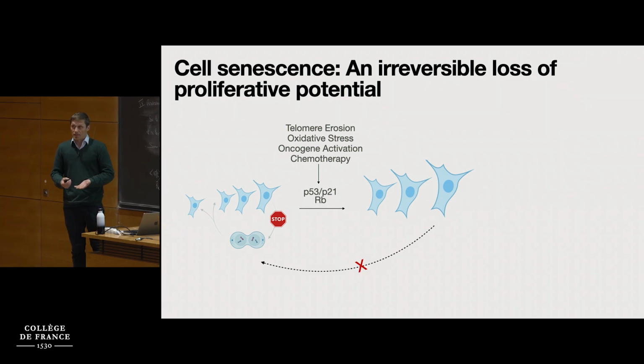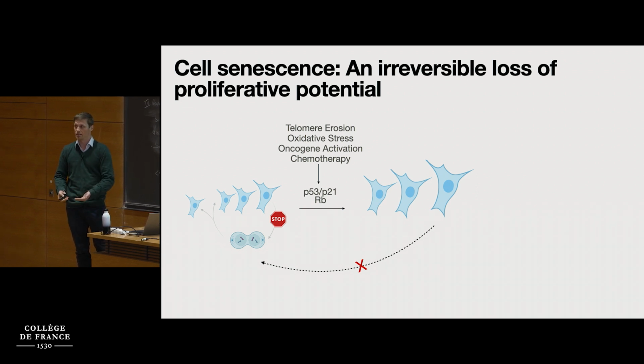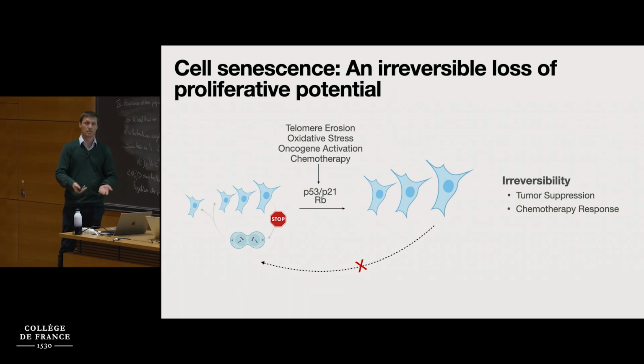Now, what's interesting about senescence is that cells that have become senescent cannot reverse. So they cannot go back and restart proliferation. And this is really important because if you do chemotherapy, for example, you don't want cells to restart dividing after the therapy is over, right?